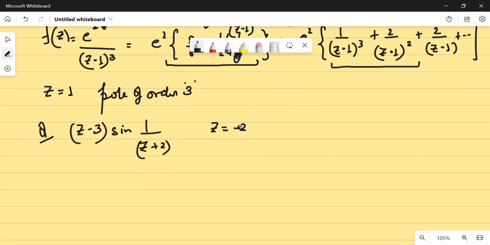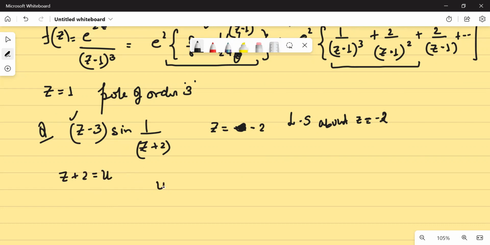Now I'm asking that z equal to minus 2 is a singularity, and I have to write a Laurent series about the singularity. How to do? About the singularity means the Laurent series would contain the term z plus 2. So how to go about it? A simple idea would be to write z plus 2 as u. Just write z plus 2 as u.